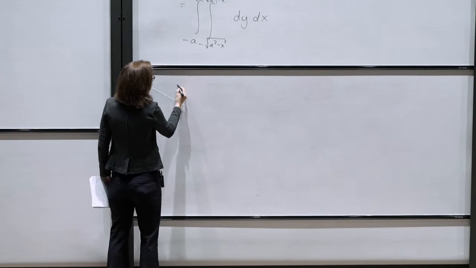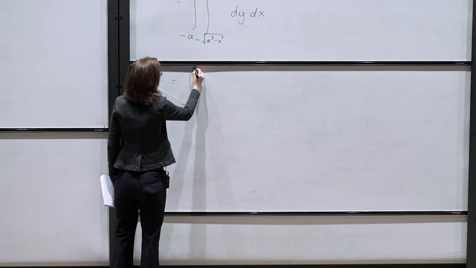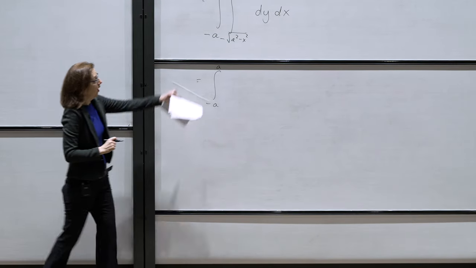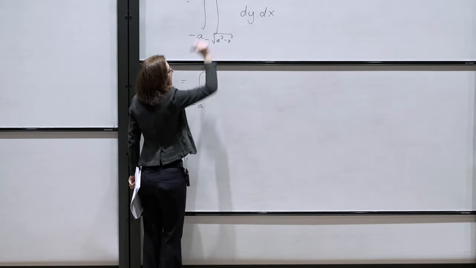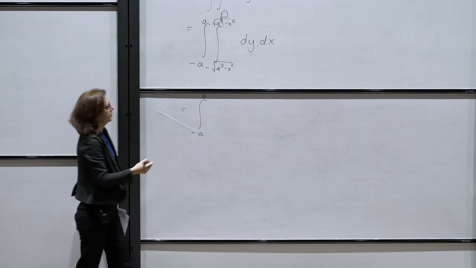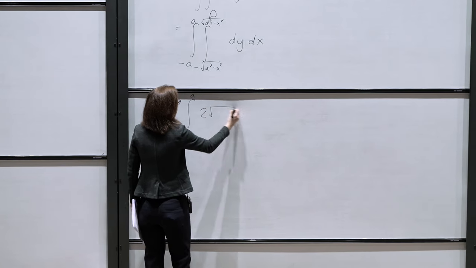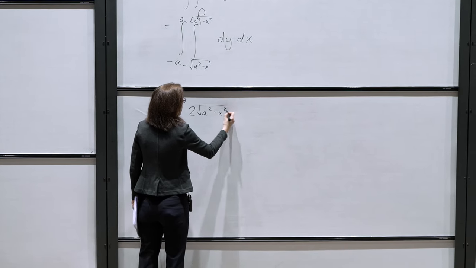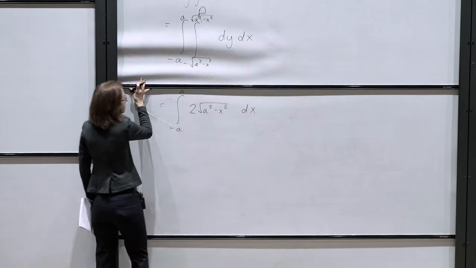So the first step is just going to give me, so we keep the outer integral, integrating with respect to y, well that's straightforward, evaluating the limits, so we get the value of y on the two limits, which is going to end up giving me 2 times the square root of a squared minus x squared dx.